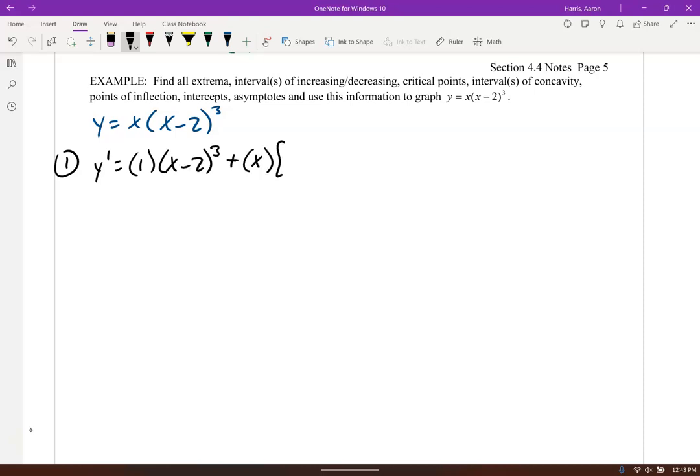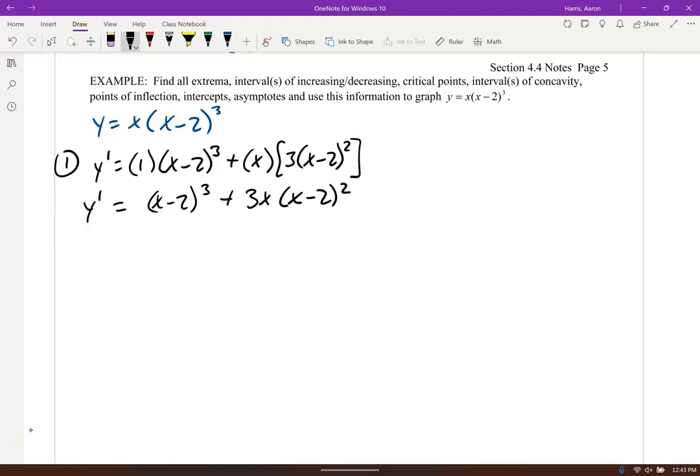Now I'm going to take the derivative of x minus 2 to the third. And then the derivative of x minus 2 is just a 1. Okay, so notice both have, here, let me write it this way. So there's our y prime of x.